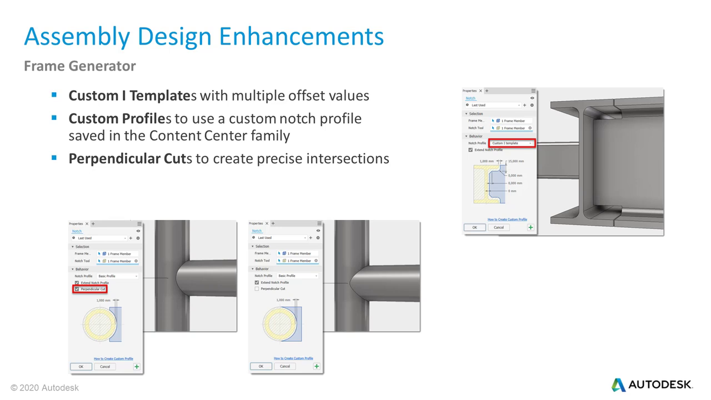There's also the possibility to create custom profiles for notch profiles saved in the Content Center. For frame members that consist of circular steel sections, the perpendicular cut checkbox creates precise intersections such as laser cut notches.